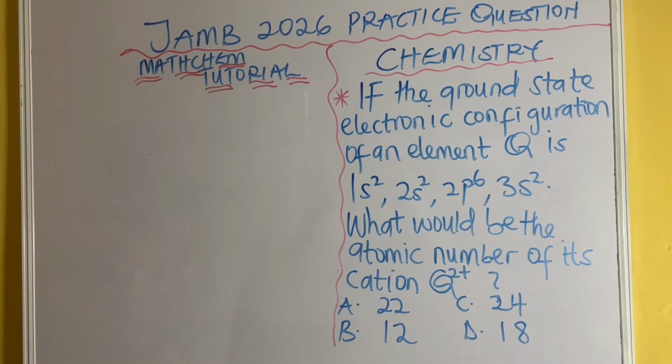In this video, we'll be looking into a JAMB 2026 practice question, and the subject we'll be looking at is chemistry. The question is: if the ground state electronic configuration of an element Q is 1s2, 2s2, 2p6, and 3s2, what would be the atomic number of its cation Q2+?